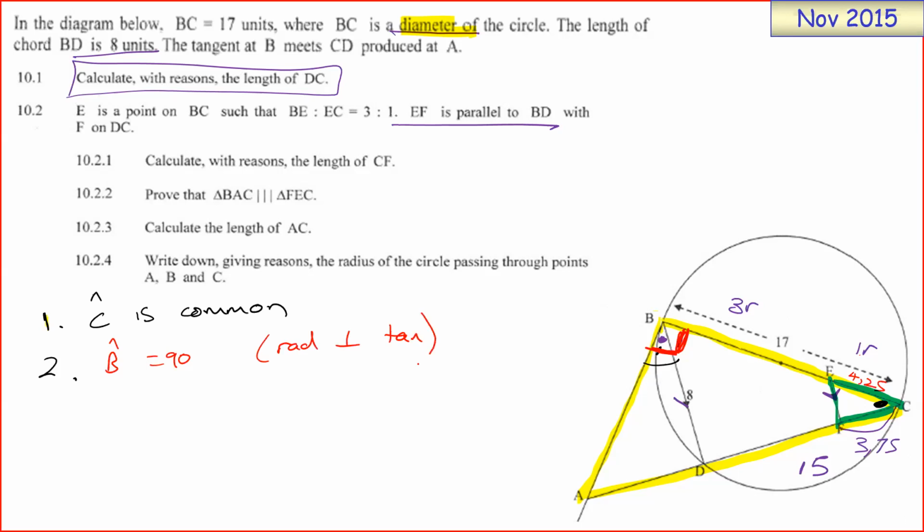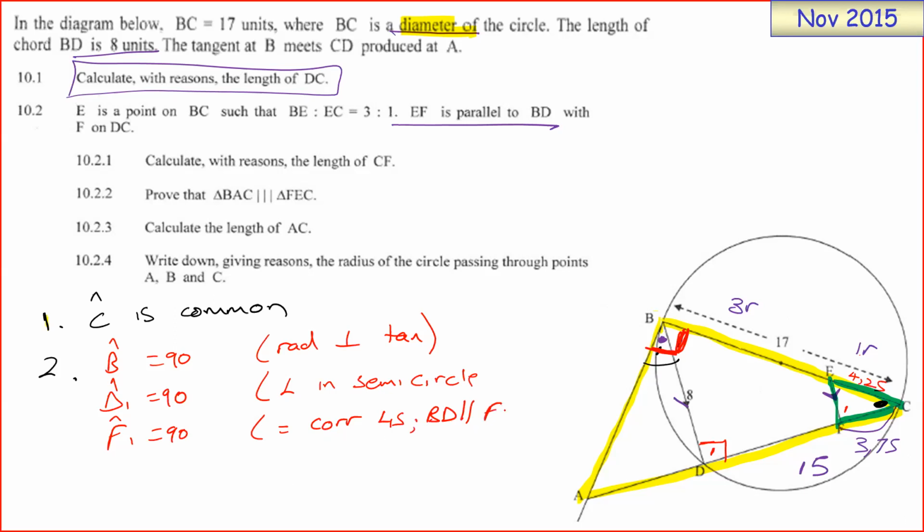Carry on. D is equal to 90 degrees because of angles in semicircle. Okay, we all got that. Let's call it D1. So D1 is equal to 90 degrees, and your reason there would be angles in semicircle. And then F is equal to 90 because of corresponding angles. So let's call it F1, all right? Are you all happy with that? Yes, sir. F1 is equal to 90 degrees, corresponding angles, and we should be stating that BD is parallel to, I think, EF.